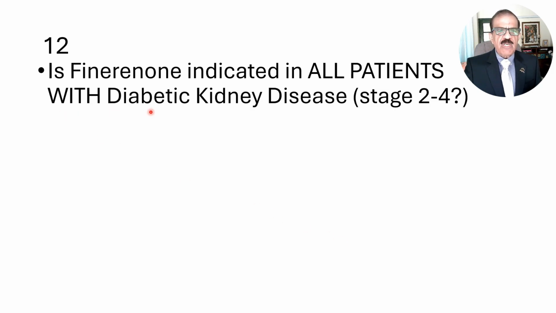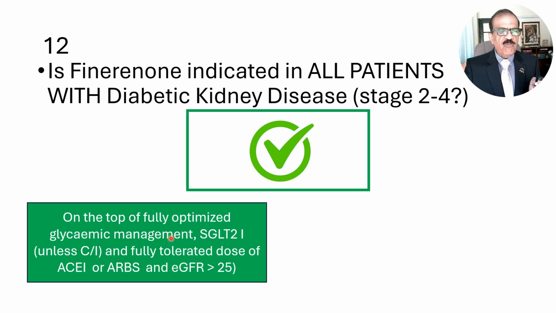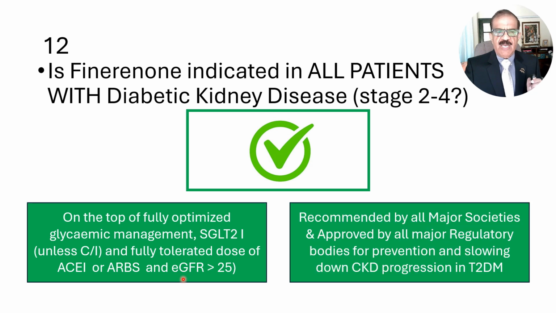Question number 12. Is finerenone indicated in all patients with type 2 diabetes and stage 2 to 4 kidney disease? The answer is yes. I think the results are so good that I would consider it negligence if you do not use finerenone in individuals with type 2 diabetes with kidney disease stage 2 to 4, because it has been shown to reduce progression of disease. This is on top of fully optimized glycemic management, SGLT2 inhibitors unless contraindicated, and a fully tolerated dose of angiotensin converting enzyme inhibitors or angiotensin receptor blockers, and the GFR must be above 25. And it is recommended by all major societies and approved by all major regulatory bodies. So I think nothing should stop you from recommending this drug.